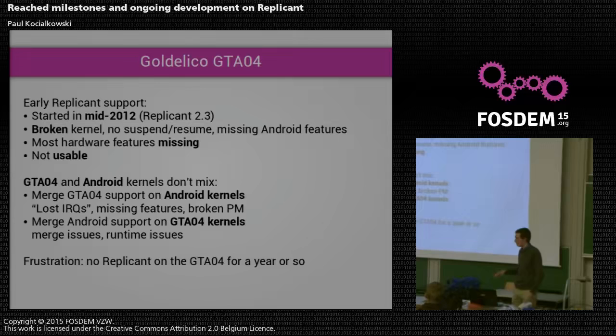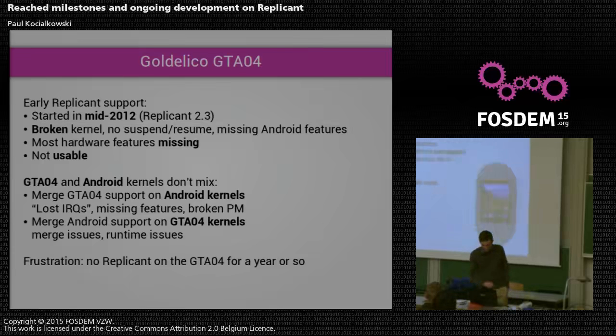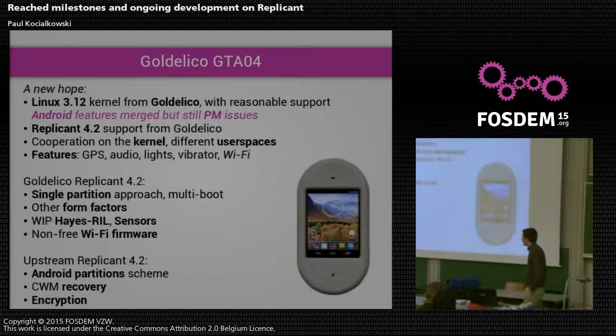It didn't have any of the Android pieces, so I tried to add that and miserably failed because it was technically hard. I think I was in high school, I didn't really know what I was doing, so it just failed. And there was, at the time, nobody else to pick up the work, so it just stayed there for a year or so. And thankfully, Golden Delicious, the company that produces the phone, came up with a Linux 3.12 kernel that has decent support, on which it was easy to merge the Android features, and on which power management is kind of working. There are still issues, but it's better.